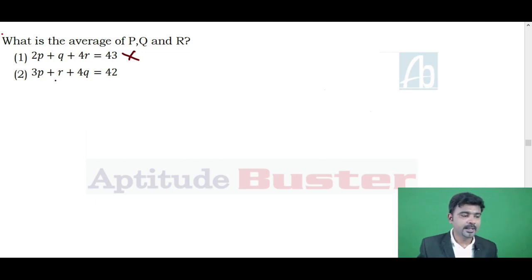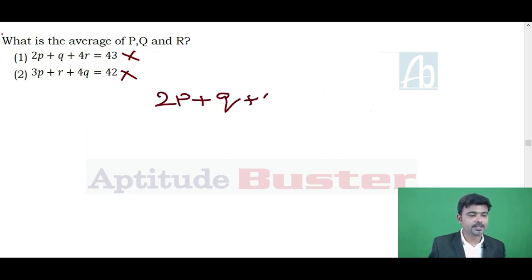Read the second statement. 3P plus R plus 4Q is equal to 42. Is it sufficient to find out the average of P, Q and R? No. First statement alone not sufficient. Second statement alone not sufficient. What we need to do? We need to combine. We need to check whether it gives the answer or not.